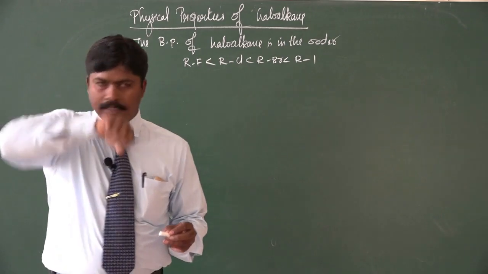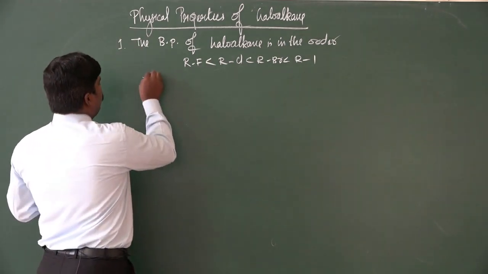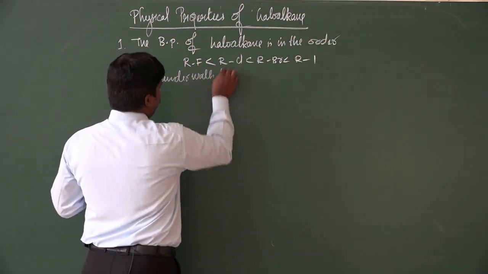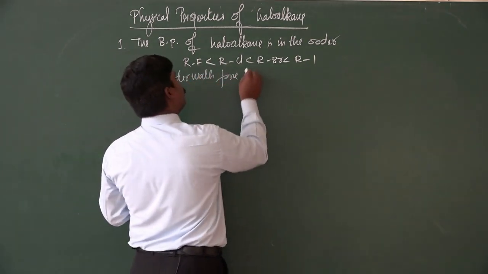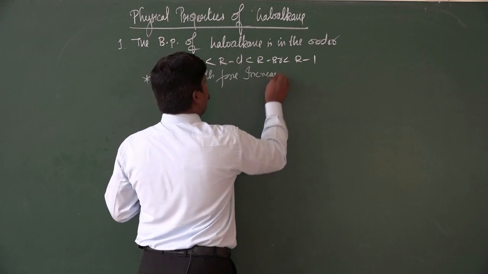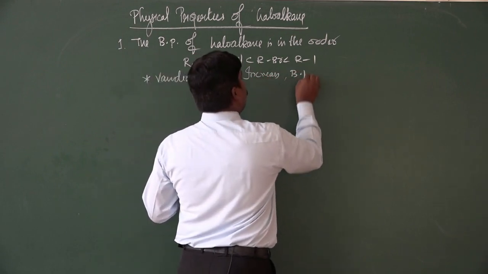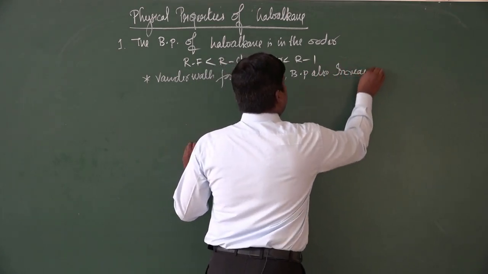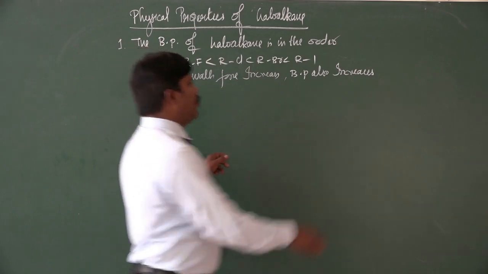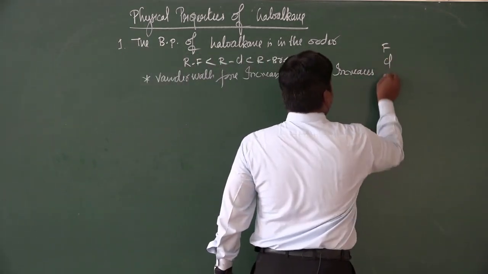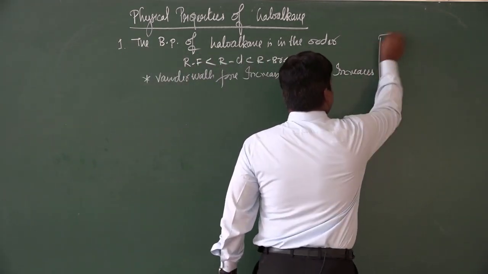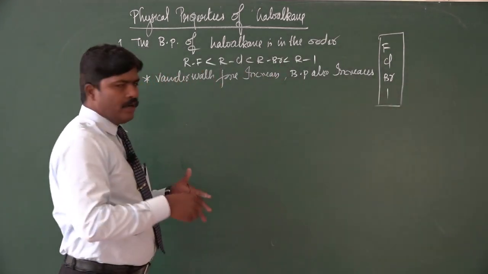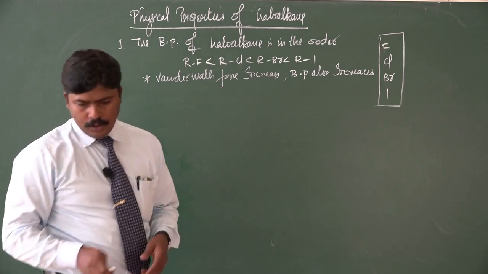The boiling point increases because, as van der Waals force increases, the boiling point also increases. If we go down from fluorine, chlorine, bromine, to iodine, the molecular mass is highest for iodine, so the van der Waals force increases and the boiling point also increases.